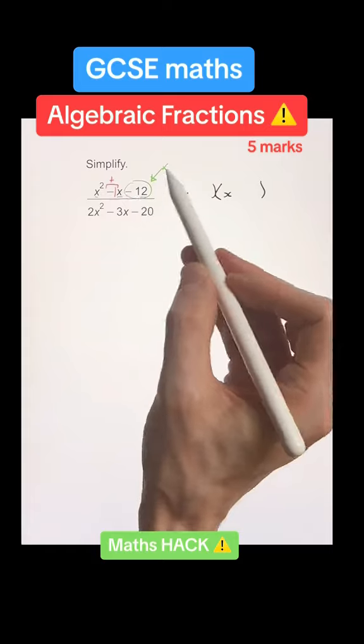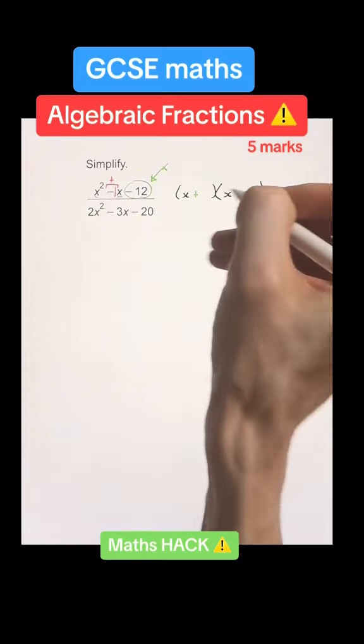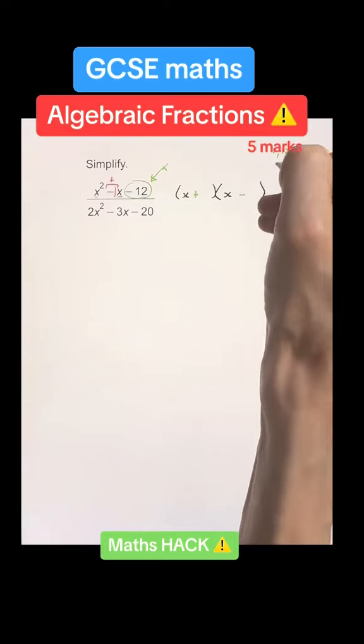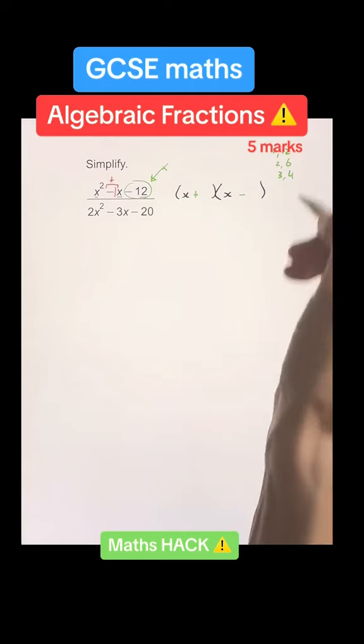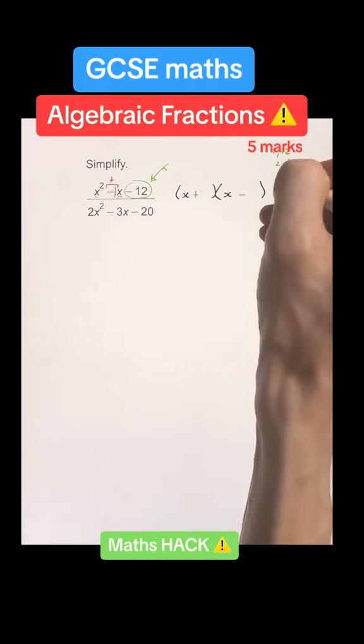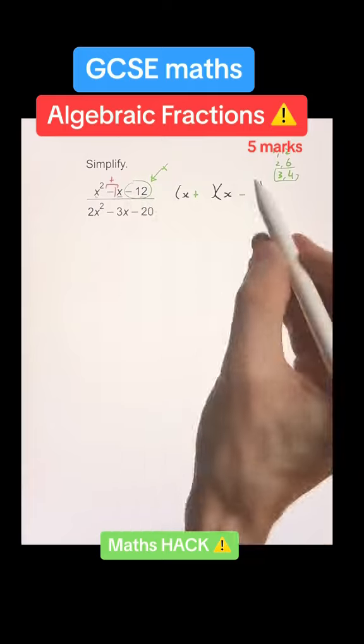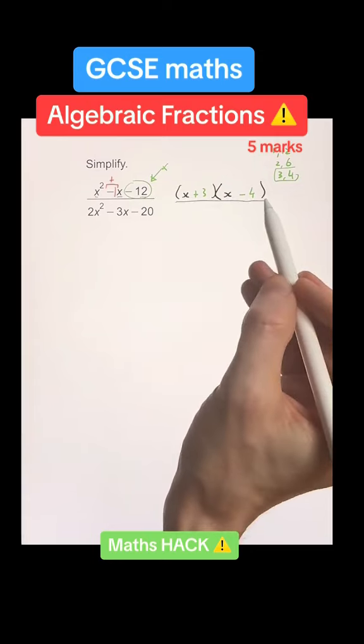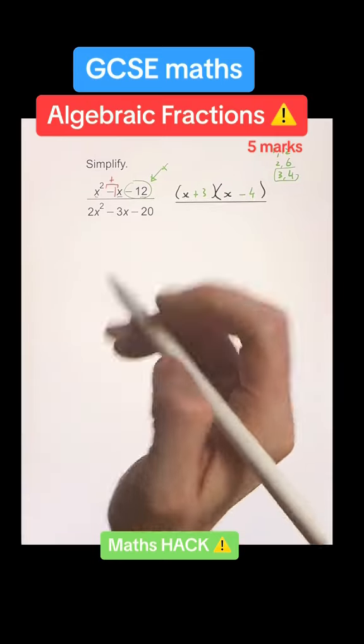The only way to get a negative when multiplying is to have 1 positive and 1 negative. You could list out the factors of 12 if you need to. So 1 and 12, 2 and 6, and 3 and 4. Only one pair will work. In this case, it's the 3 and the 4. As I need to add to give you a negative 1, therefore it has to be plus 3 and negative 4.